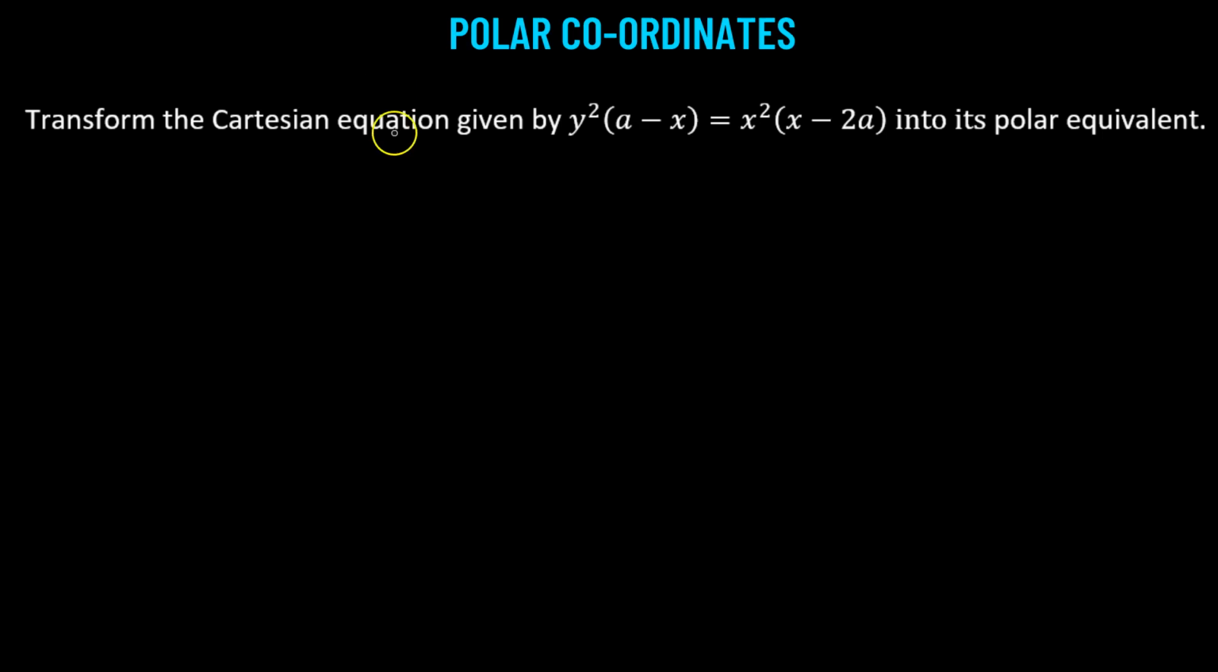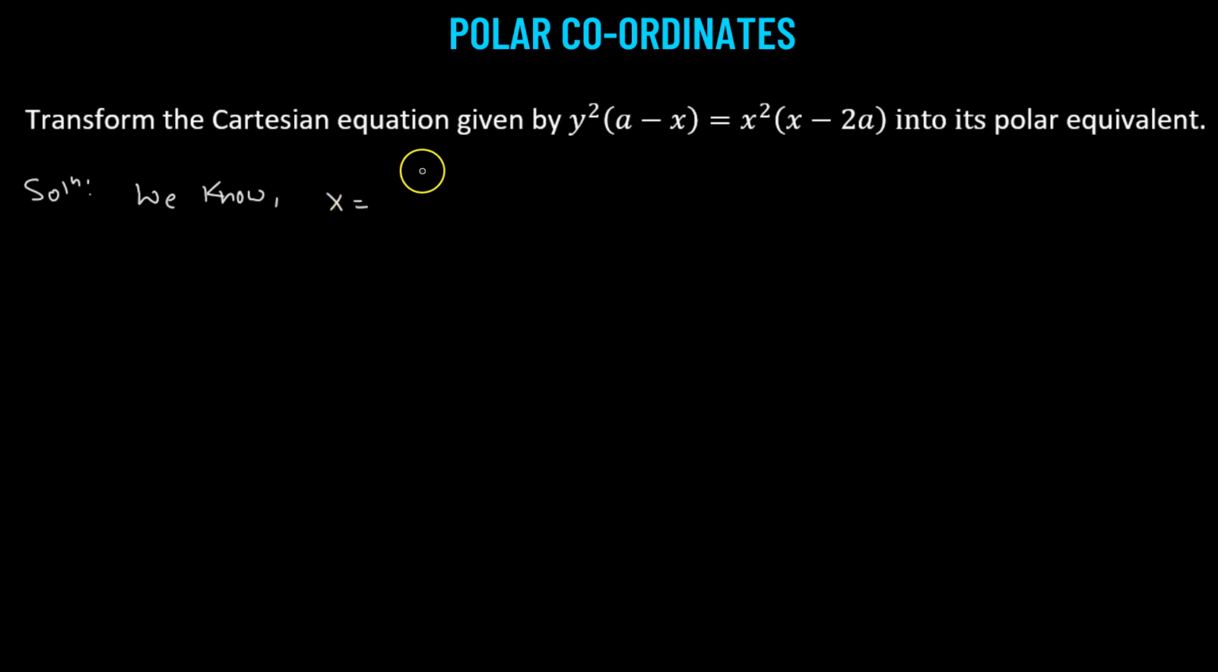In this problem, we need to transform the Cartesian equation y squared times (a minus x) equals x squared times (x minus 2a) into its polar equivalent. Let us begin.